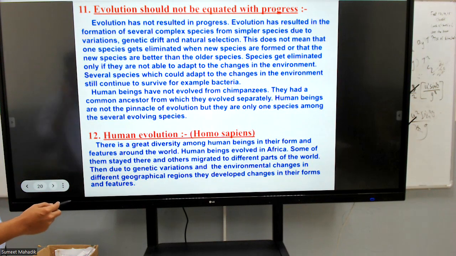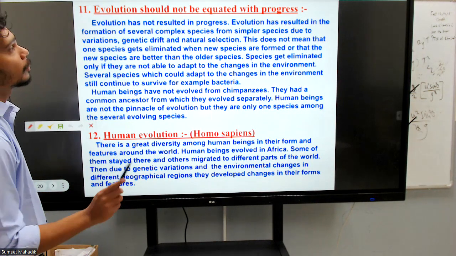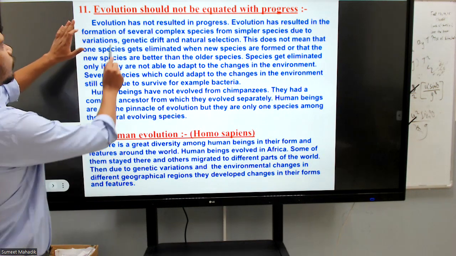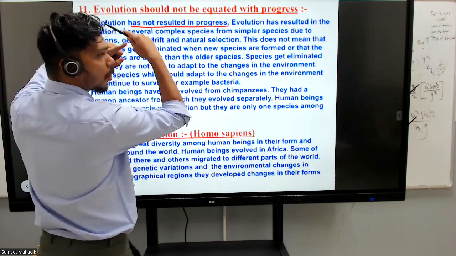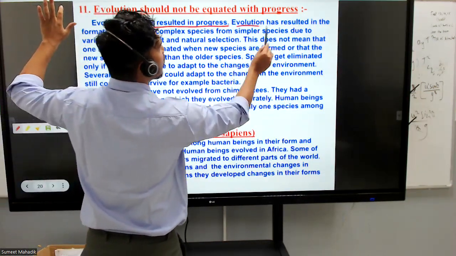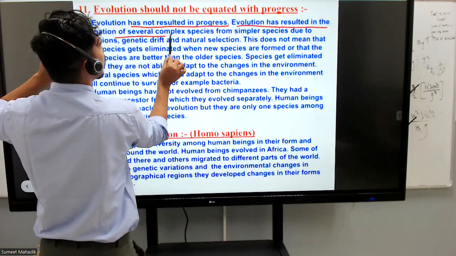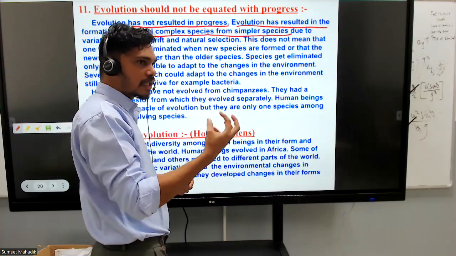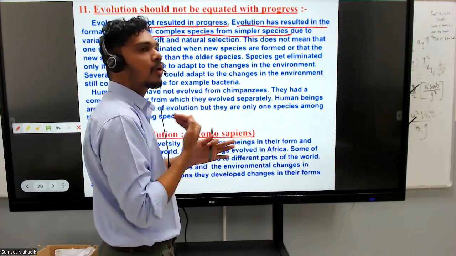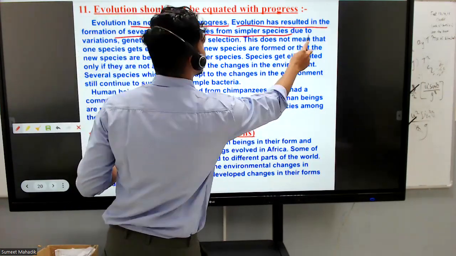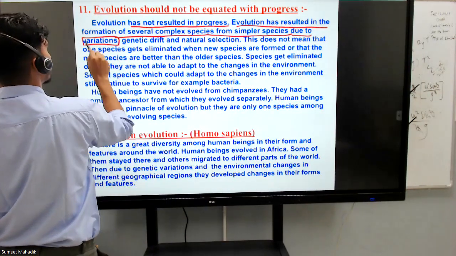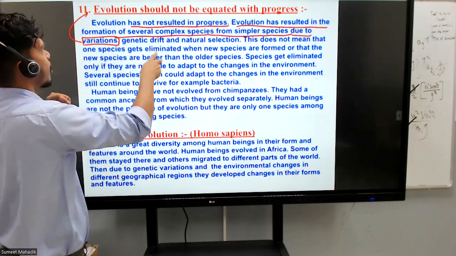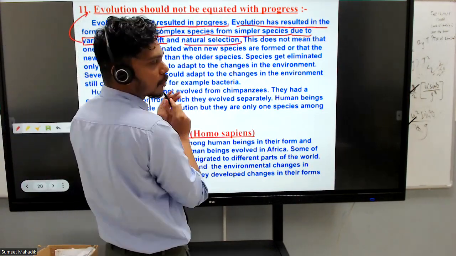Now, the last part: evolution should not be equated with progress. Evolution is not progress. It has not resulted from progress at all. It has resulted in the formation of several complex species from simpler species. While doing complex things, they have developed something, due to variation. So can I say evolution is nothing but variation over a long period of time? Genetic drift and natural selection are responsible for that.